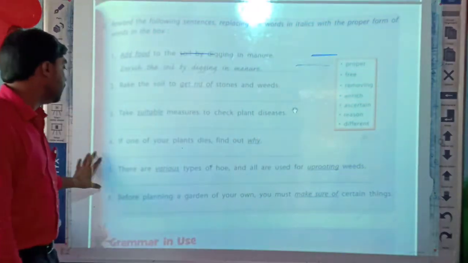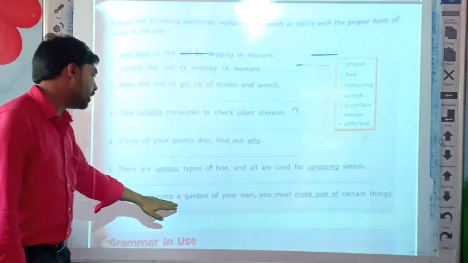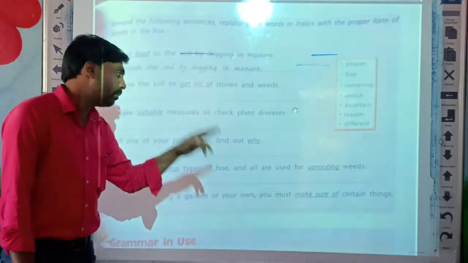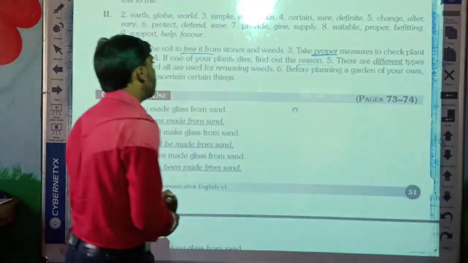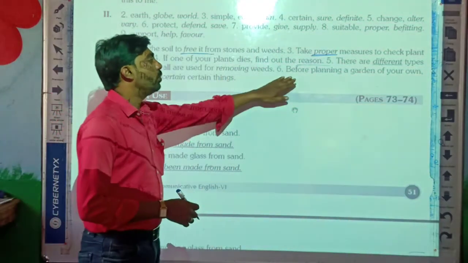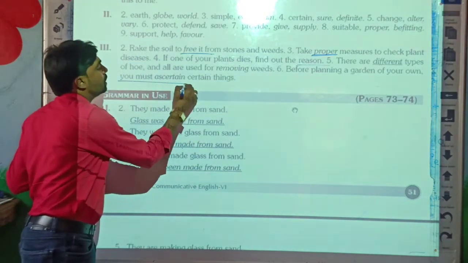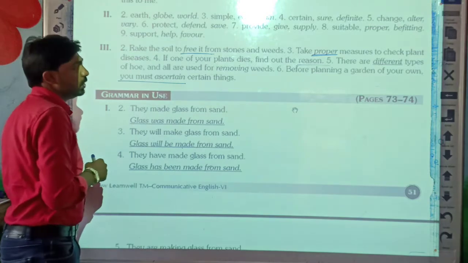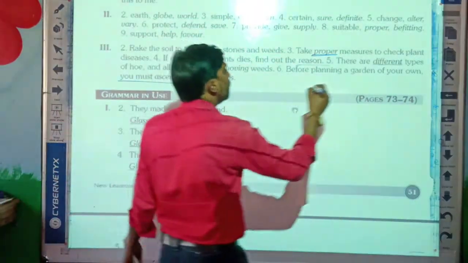Next sentence. Before planning a garden of your own, you must make sure of certain things. So what does make sure mean? We have used here: before planning a garden of your own, you must ascertain certain things. Okay, so in this way we have finished this question.